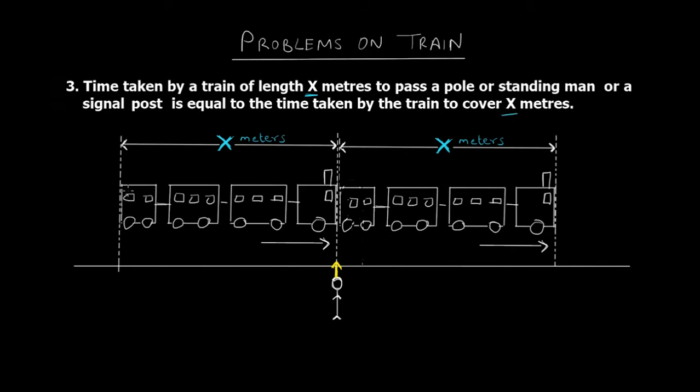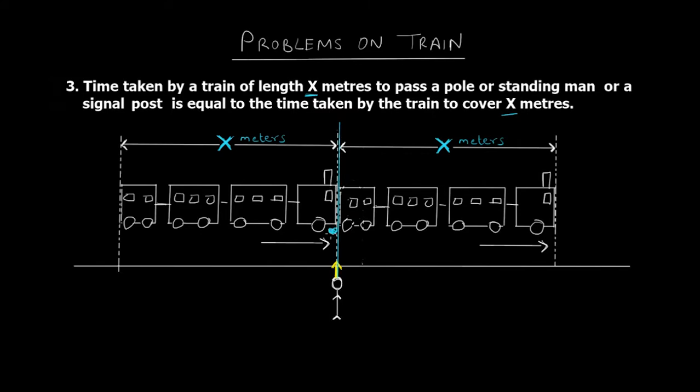So we have a train, you can see over here, which is of x meters, and then we have a person over here who is standing at this dotted line. Let me just draw a blue line over here. So this is where the person is standing, or you can consider this as a signal post or a lamp post or any pole.